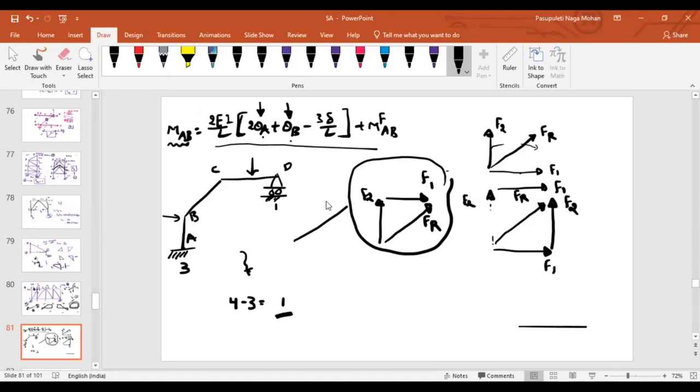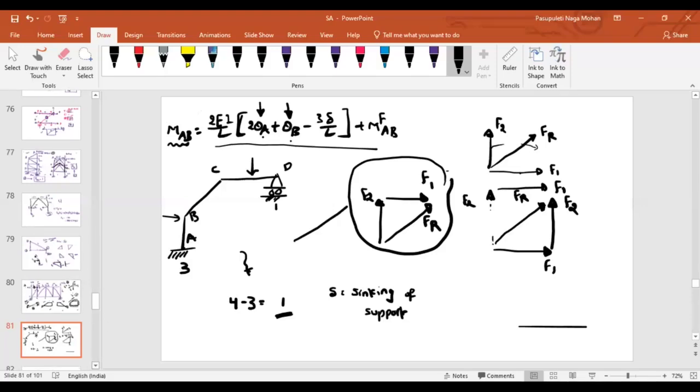Do you know what delta means in this equation? Deflection. Is it a deflection or displacement? Displacement. Which displacement? I need still more clarification on this. It's not about displacement. We call it a sinking of support. You guys might have heard it, isn't it? Yes, sir.